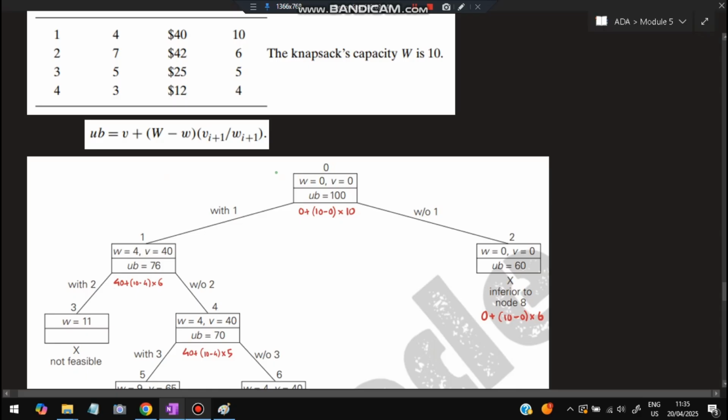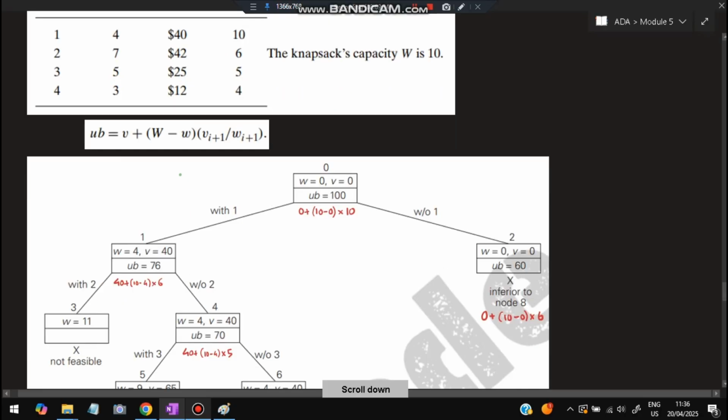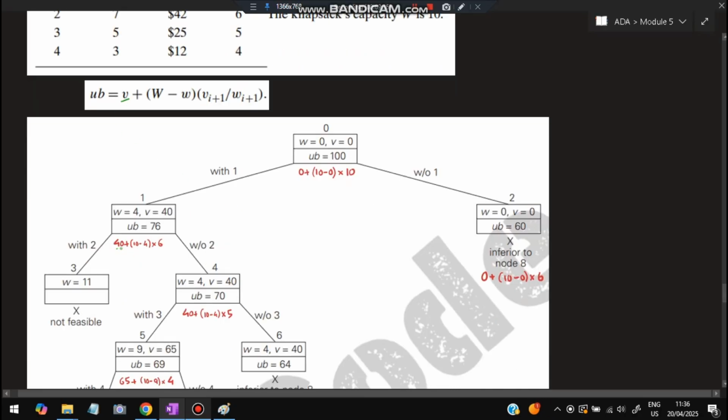After you have done that, two options come: including the first item or not including the first item. First, let's consider including the first item. If you include the first item, what will be the values of W and V? That's the first thing you need to write. The value of W will be 4, because its weight is 4. What is the value of V? V means value, 40. So we'll write 4 and 40. Then you will apply this formula. V is 40 here, and W is 10 here.